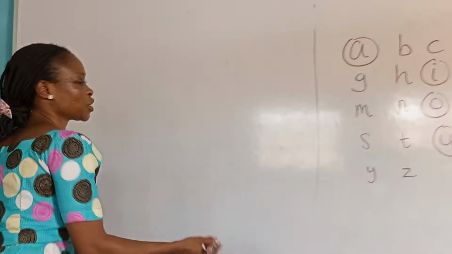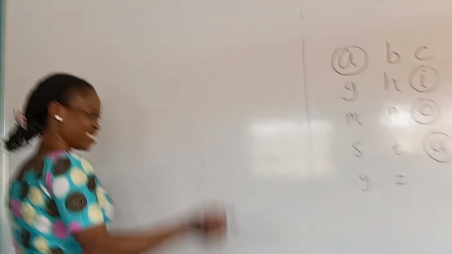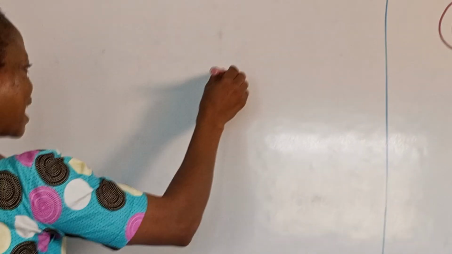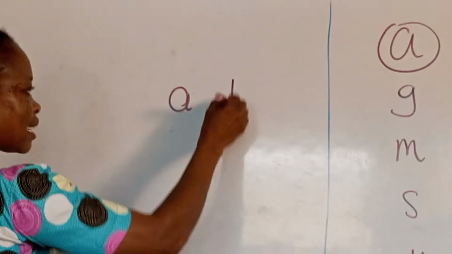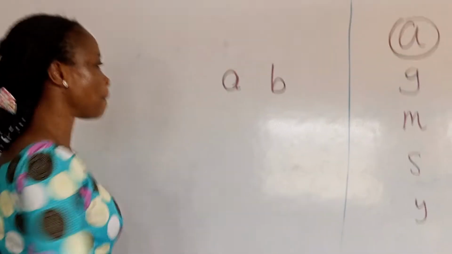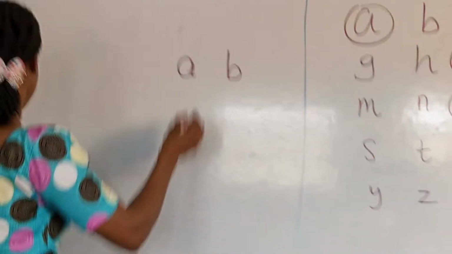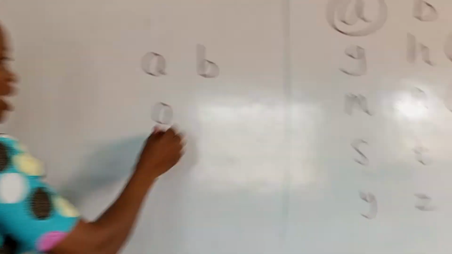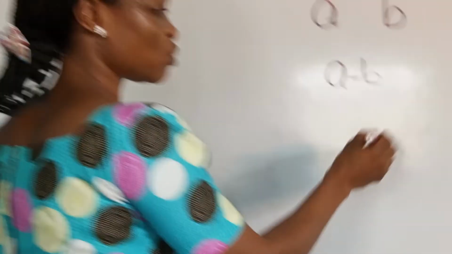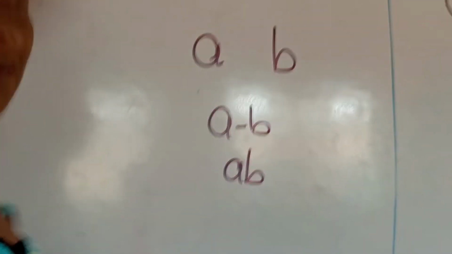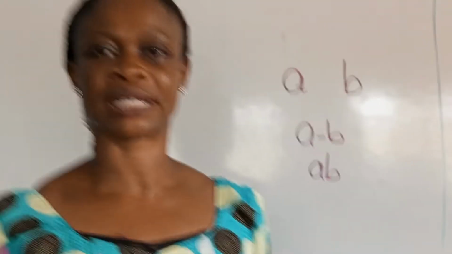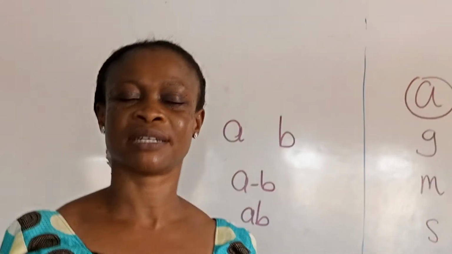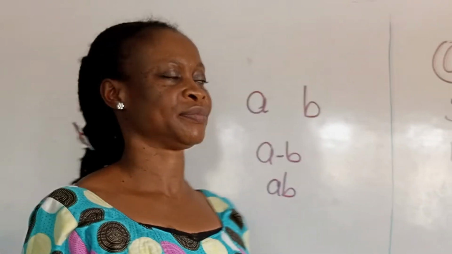Alright. Look here. This is letter A, sound A, and this is letter B, sound B. When we join both of them together, we're going to have this sound. Sound what? Ab.